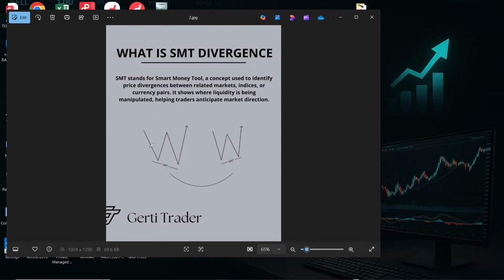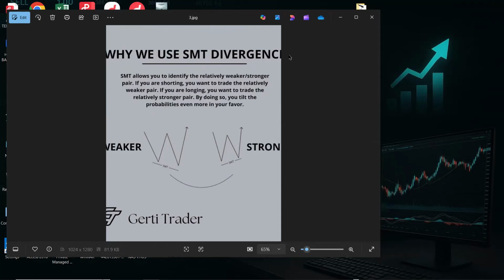So here is an example of an SMT whereby price creates the first leg, second leg. Here you can see we've got a liquidity sweep. And please take note, this is an ICT concept. So one asset will create a lower low with a liquidity sweep in a buy example, and the other asset will fail to create a lower low and will actually create a higher low.